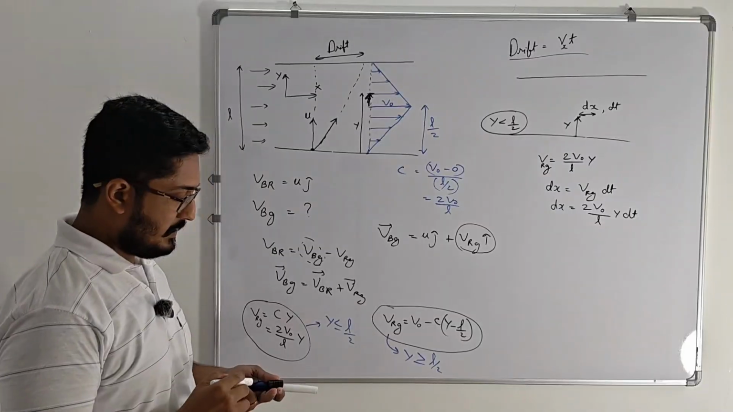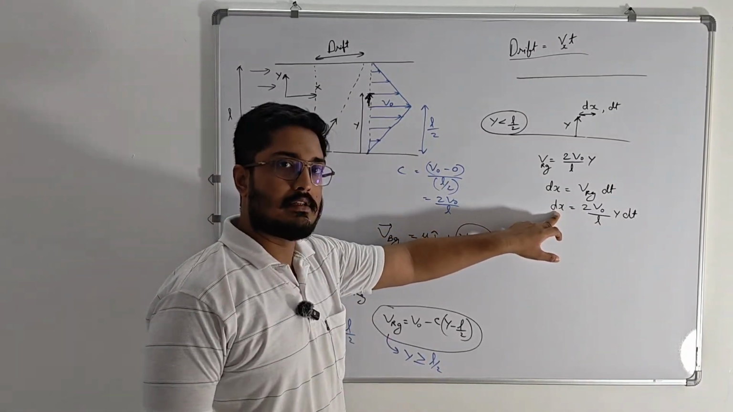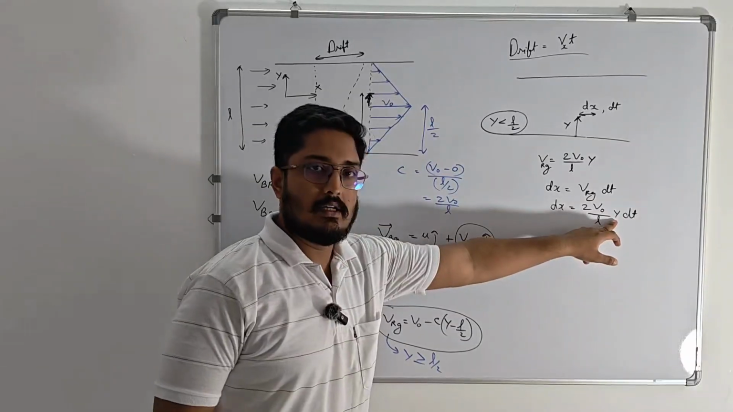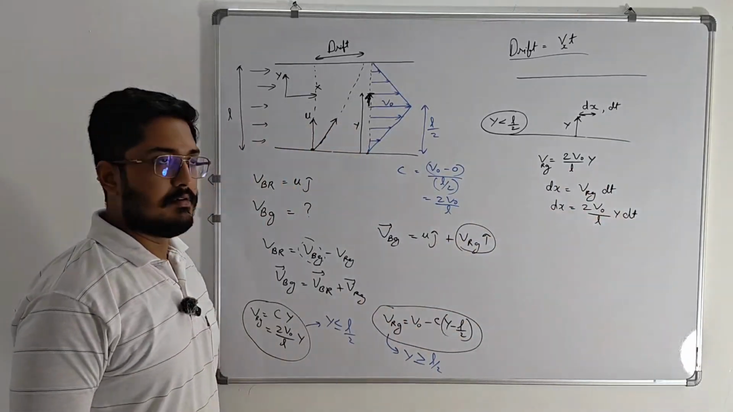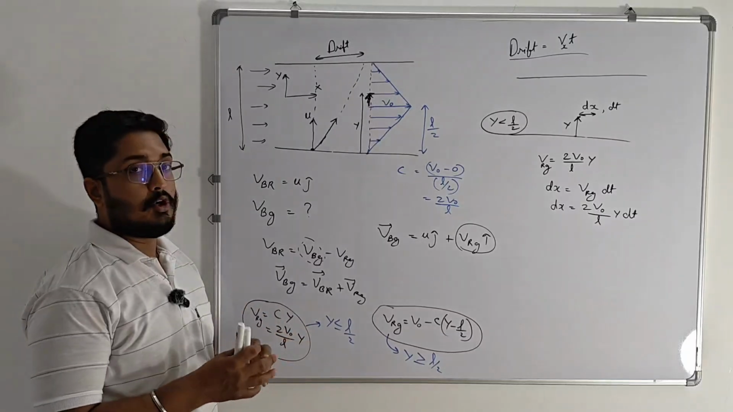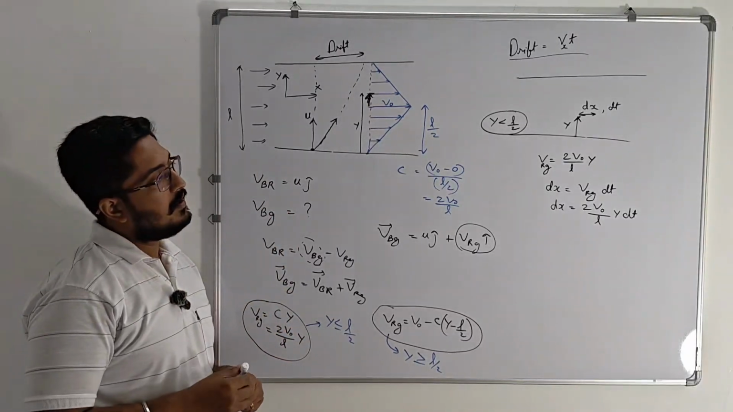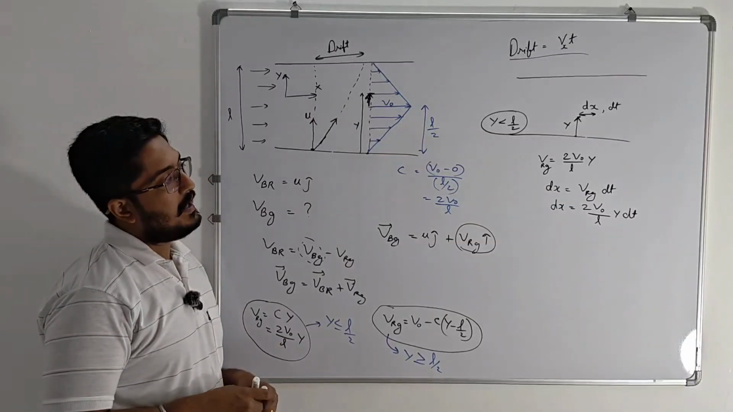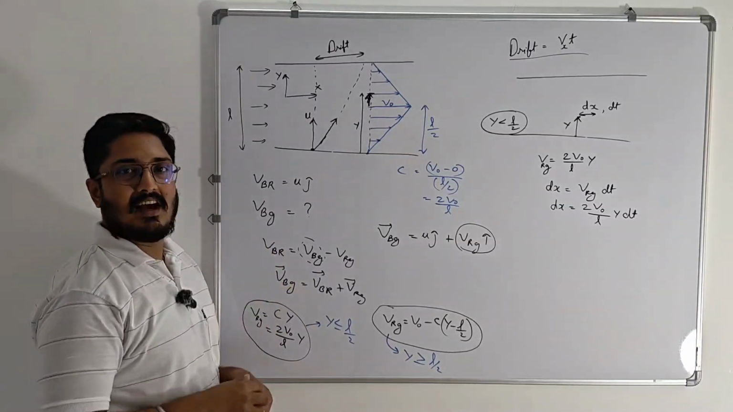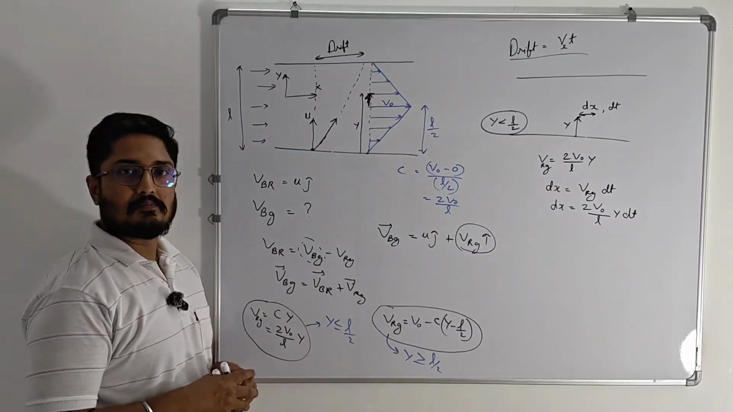Okay, now what are the variables here? You check. dx is the change in x, y is a variable and dt is a variable. So now I'll have to find the total drift. Total drift is nothing but the integration of dx. But here I am having a problem. I have y and dt as two terms. So what can I do to get a relationship?